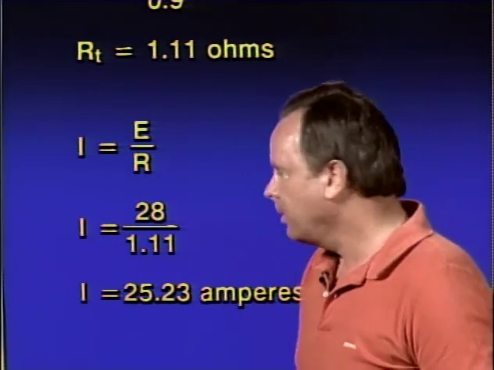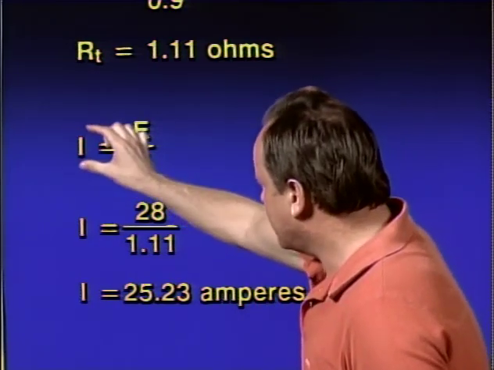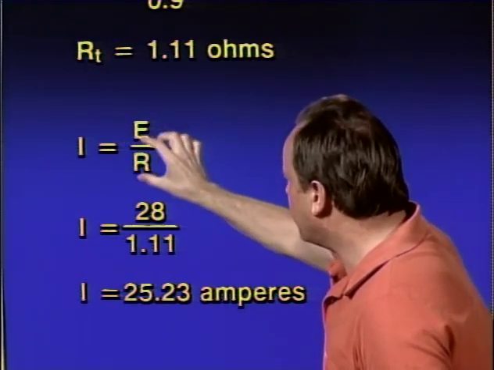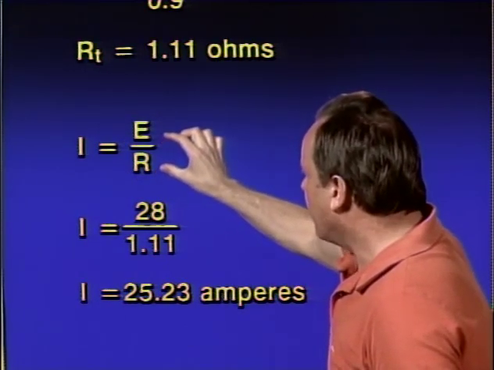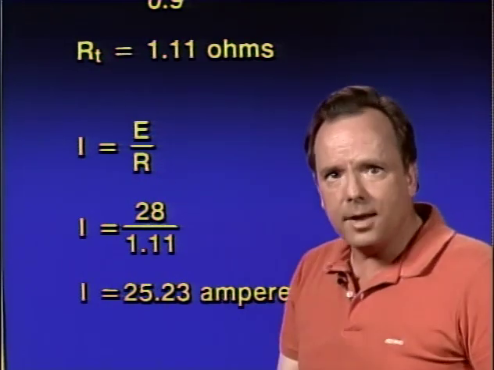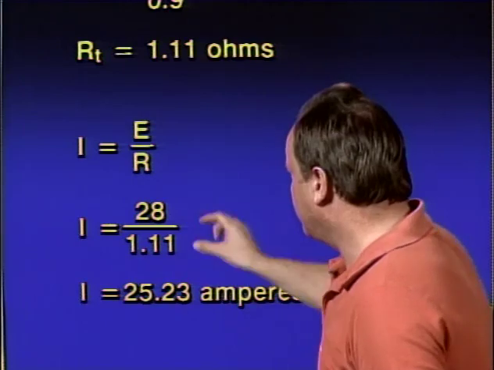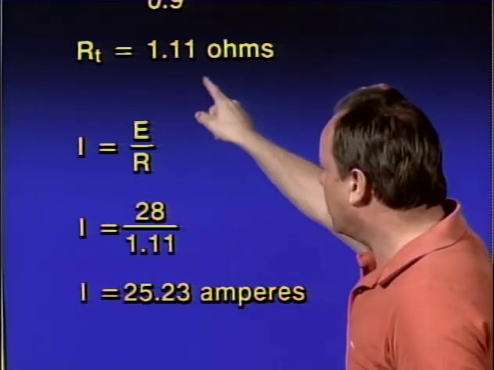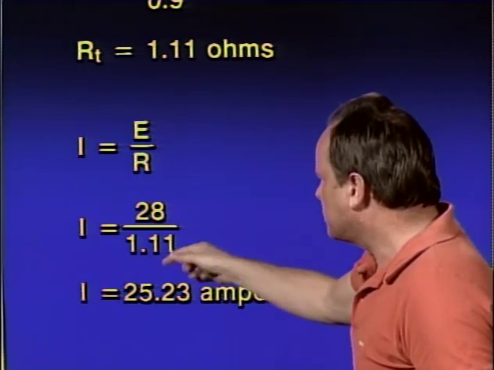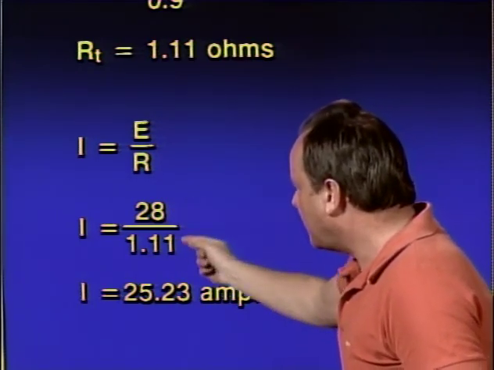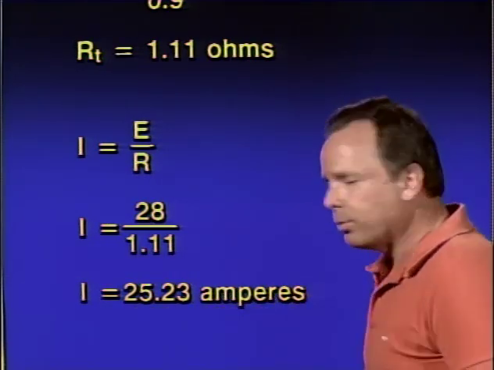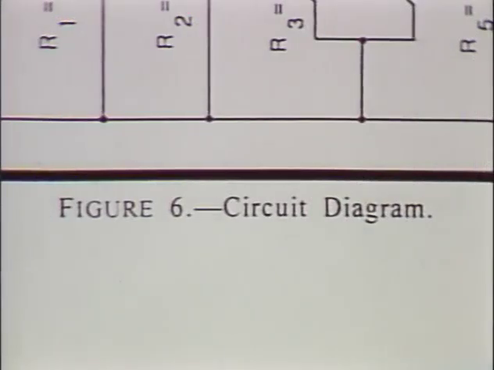What's the current? All right, Ohm's law for current says you take the volts or electromotive force divided by the resistance, and that will give you the amps or the current. They told us in the problem that it was a 28-volt circuit, and we just figured out the resistance was 1.11 ohms, so you take the 28 divided by 1.11, and you get 25.23 amps.